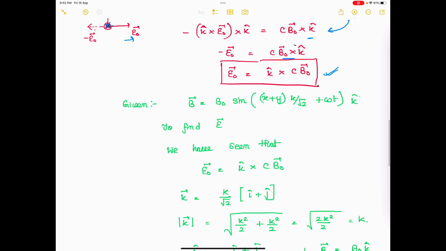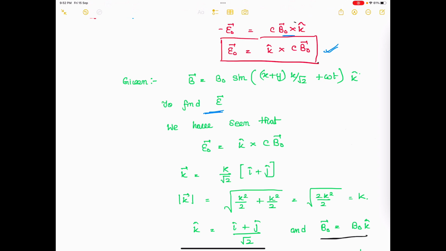Now come to the question. The given condition is that B is equal to B naught sine of (x plus y) k by root 2 plus omega t, k cap. To find out E, we need to find out the electric field. We have already derived that E naught is equal to K cap cross C B naught. Now what is K? From this we can find out K easily.